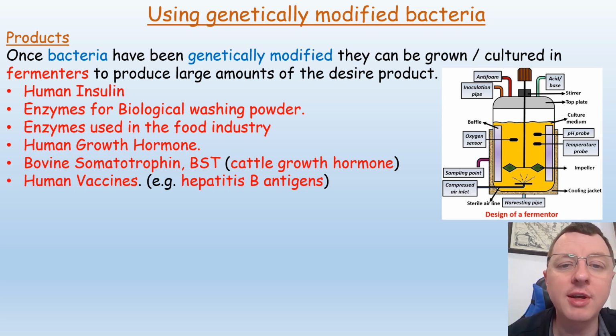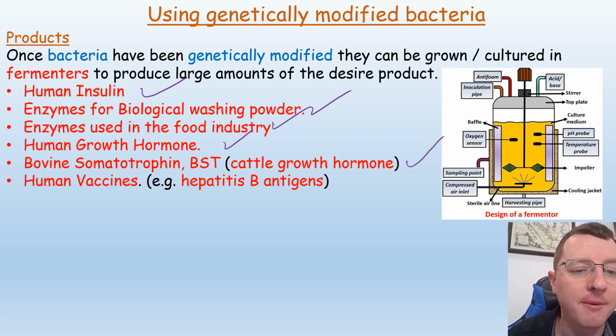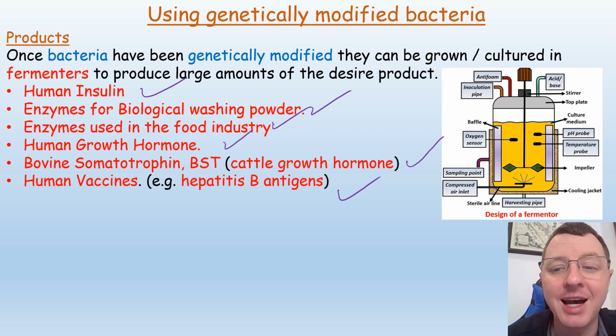So once bacteria have been genetically modified, as I've said, they can be grown and cultured in fermenters to produce large amounts of a desirable product. And the products that we have done this with so far include human insulin, enzymes for use with biological washing powders, enzymes used in the food industry, human growth hormone, and the cattle growth hormone known as BST. Also, we've been able to do this for human vaccines. For example, the hepatitis B antigen can be produced in this same manner.